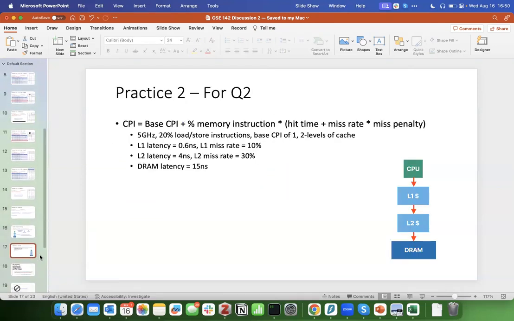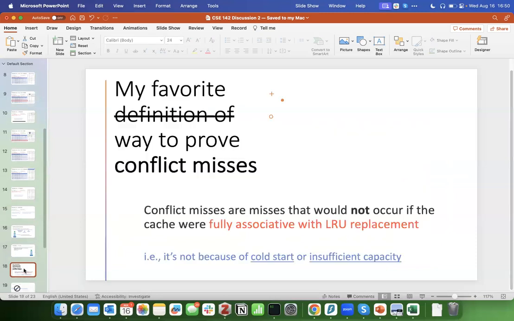All right, I have an example, but I think maybe I skip it, right? We can talk about it afterwards. And again, just bring back my favorite definition, or rather the way to prove that a miss is a conflict miss. I need to prove that even with a fully associative cache with LRU policy, it is still a miss, then it is conflict miss. If we can solve the miss using a fully associative cache, then it is a conflict miss. If we cannot solve the miss even with a fully associative cache, that means my cache is really not big enough, right? Then it's a capacity miss.